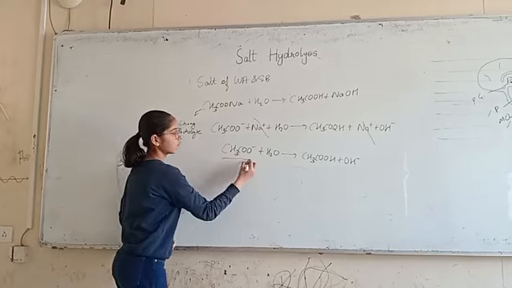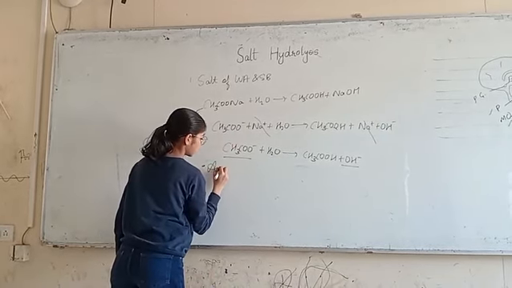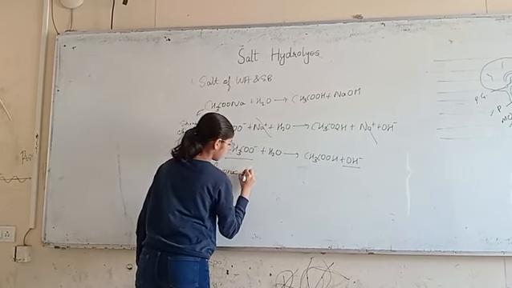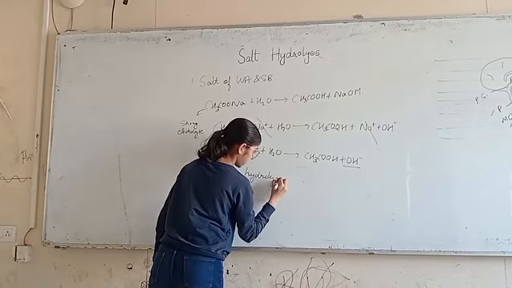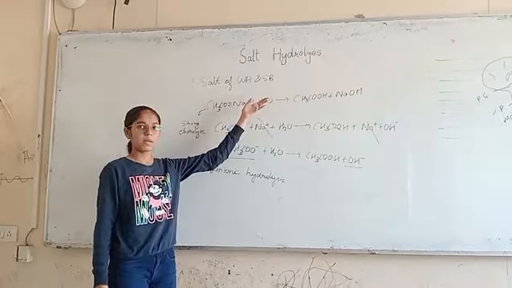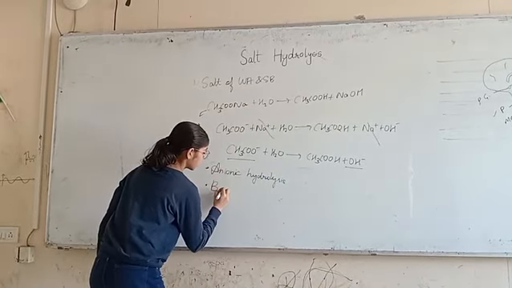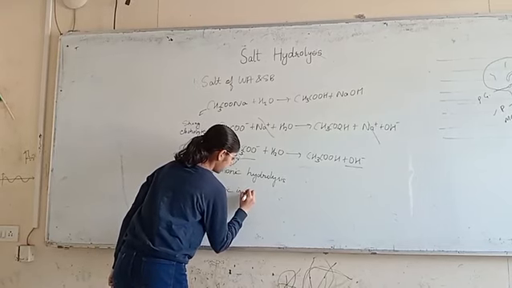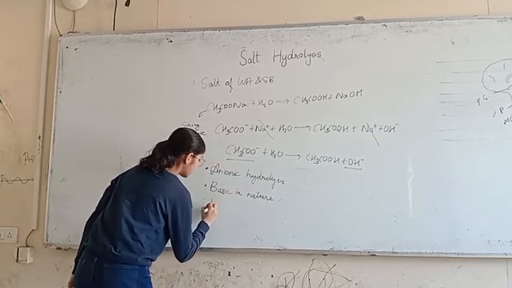Due to the presence of negative ions, we can say this is an anionic hydrolysis. And since there is the presence of OH minus, and as a strong base is added, we can say this is basic in nature. And its pH is also greater than 7.